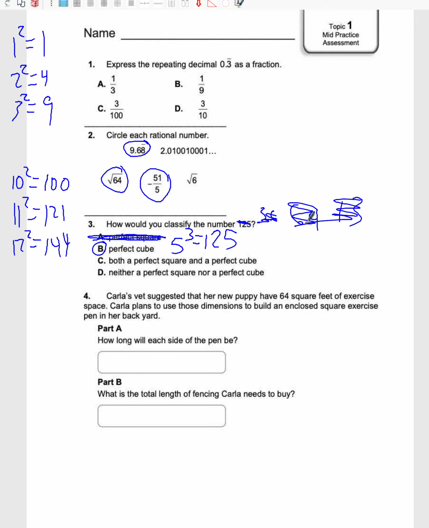8. So it is 64 feet squared, right? So what do I do here? Square root. Square root of 64 is 8. So it's going to be an 8 by 8 pen. So 8 feet. So how much fencing does she need to buy? 32. There you go. 8 times 4. The pen will have 4 sides if it's a square. So that's 32 feet. That makes sense. Okay.